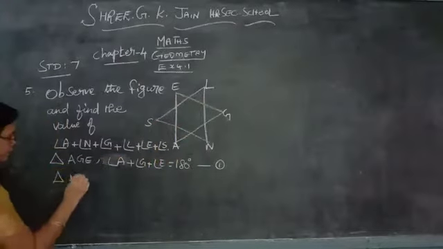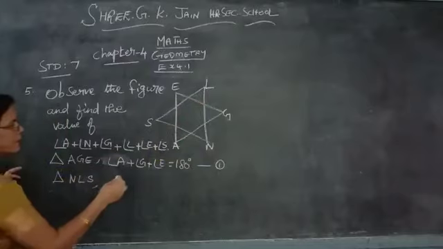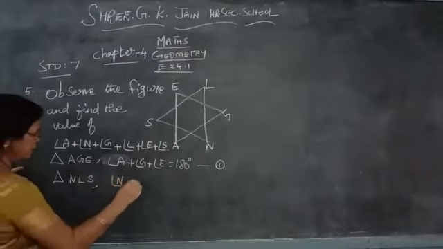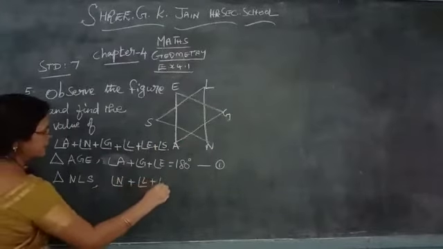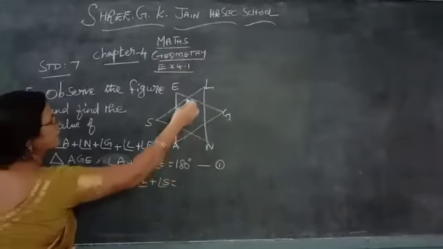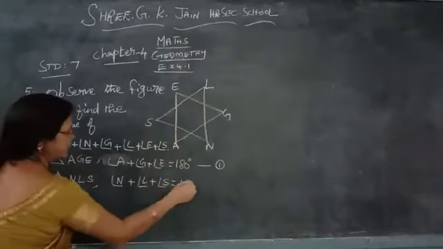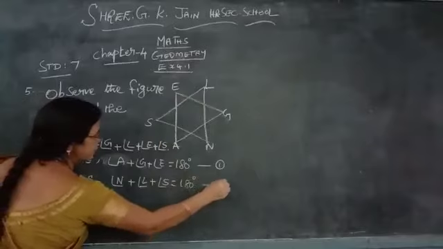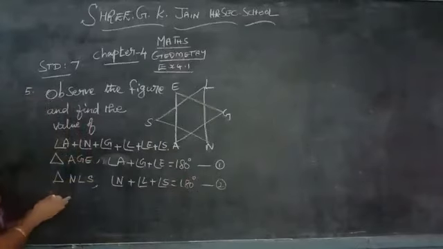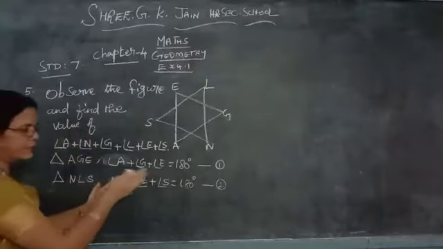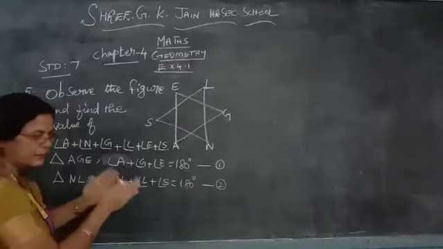So NLS. In triangle NLS, angle N plus angle L plus angle S equals how much? 180 degrees by the angle sum property of a triangle. Mark this as 2 because this is the second triangle. Whatever answer you got, mark it as 2.